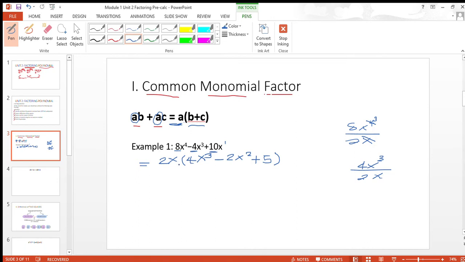If you want to check if your final answer is correct, then you can just go back to your distributive property of multiplication over addition. So you just distribute 2x to each element here. It should give you the original expression. Okay.